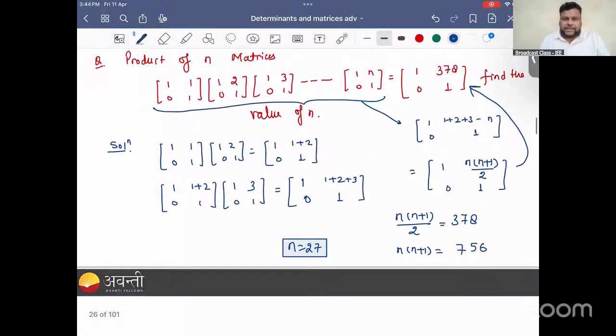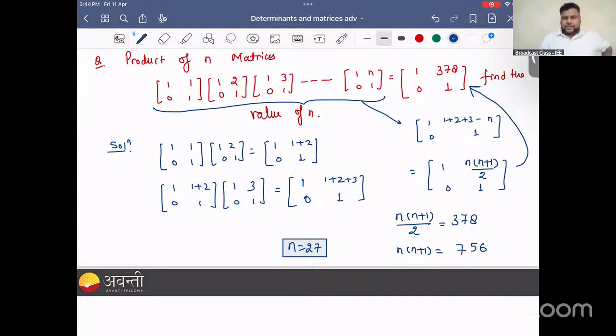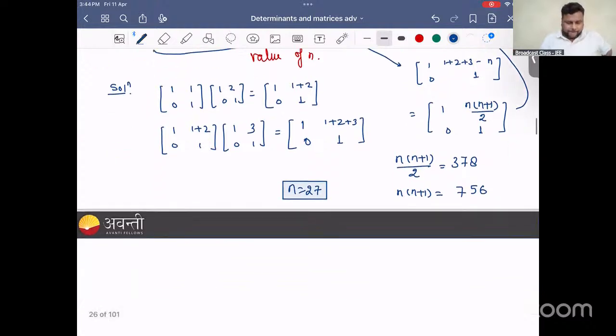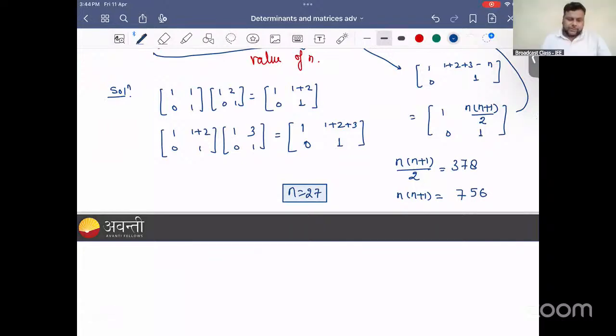Am I clear? Anybody please speak up. That would be a boost for me also. Yes, sir. Very good, Lakshmi. Thank you so much. Lakshmi, you are from which JNV? JNV West Godavari, sir. Okay. Are you understanding everything? Is it fine? Yes, sir.